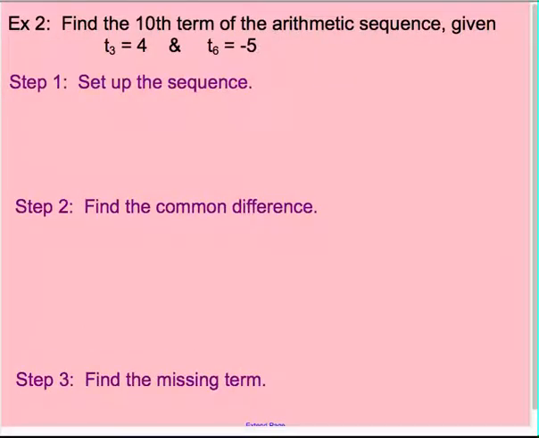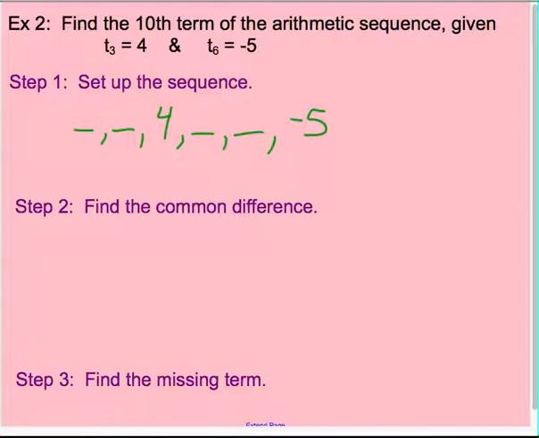Alright, so now we know the 3rd term and the 6th term, and we want the 10th term. So step 1 you can skip if you've got step 2 figured out, but for some people who are visual learners, you might like to see this written out. So we've got our 1st and 2nd terms are unknown, 3rd term is 4, 4th term and 5th term are unknowns, and 6th term is -5, so those are what we are missing.